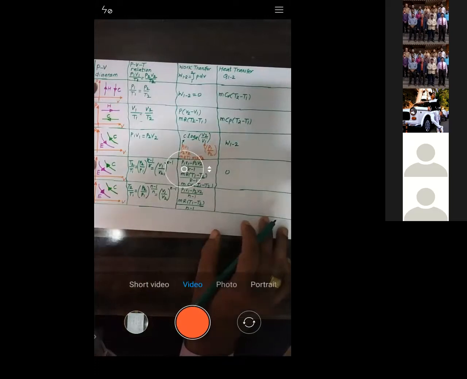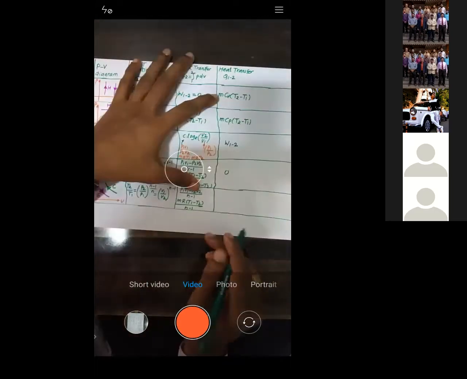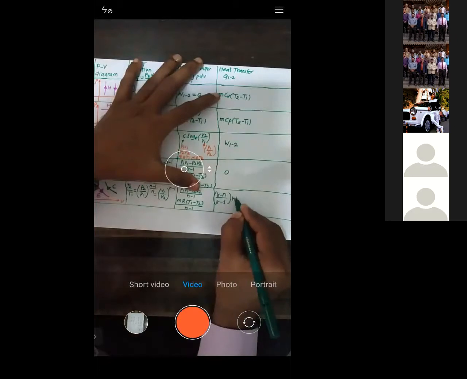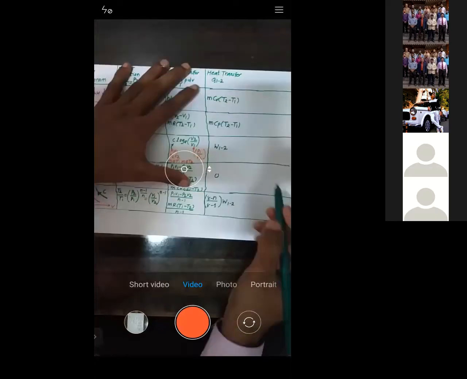And for a polytropic process, heat transfer is equal to (gamma minus n) upon (gamma minus 1) times the work transfer. Just a short time before we have seen this derivation, and I think you are able to remember it.